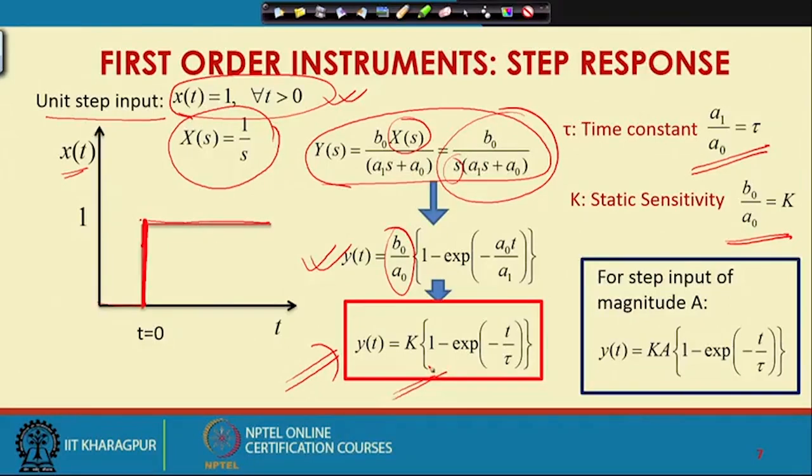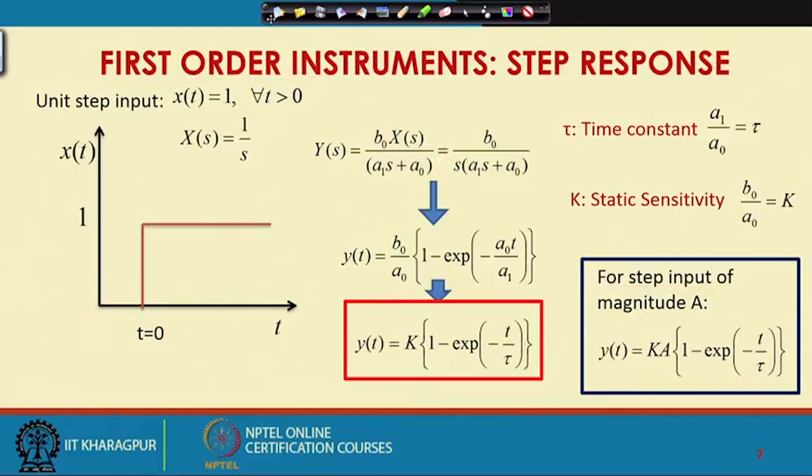What kind of step input? Step input of magnitude 1. So, if I give a step input of magnitude A, this will be multiplied by the magnitude of the step input. So, y(t) equal to K into A into 1 minus e to the power minus t by tau represents the output of a first order instrument when I give a step input of magnitude A to this instrument. So, given a step input of magnitude A to the instrument, this equation represents the output of the instrument. How the output of the instrument changes with time can be obtained from this equation. So, if you know the time constant of an instrument and the sensitivity, you will be able to find out the response of the instrument from this given equation.